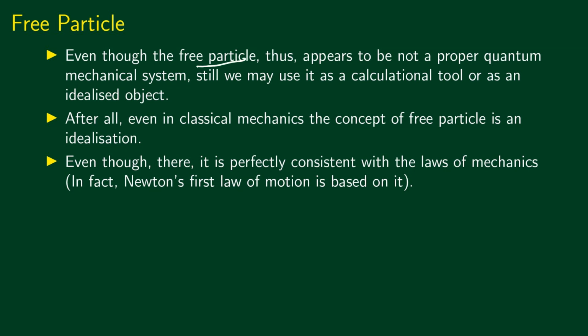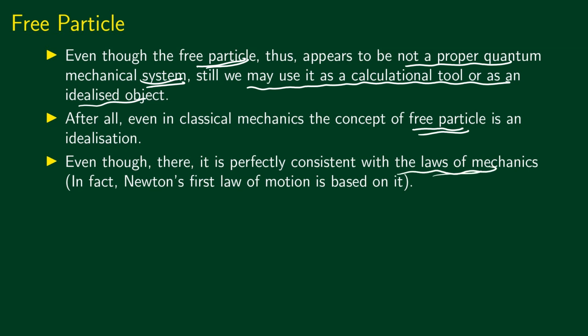Now, even though the free particle that we discussed is not a proper, allowed quantum mechanical system, we can still use it as a calculational tool or as an idealized object. We have already done this in classical mechanics. Even in classical mechanics, the concept of a free particle, a point particle, is an idealization. But it's still consistent with the laws of mechanics, and we can use it for calculations. In the same way, we can use these idealized objects called momentum eigenfunction or position eigenfunction, etc.